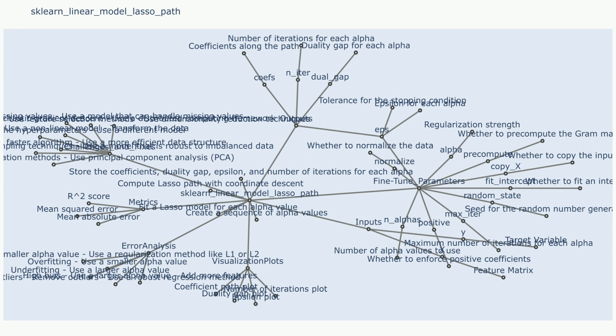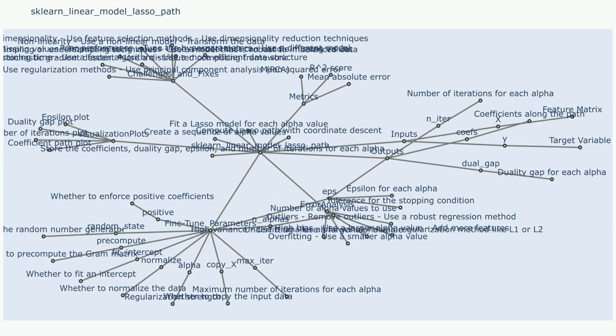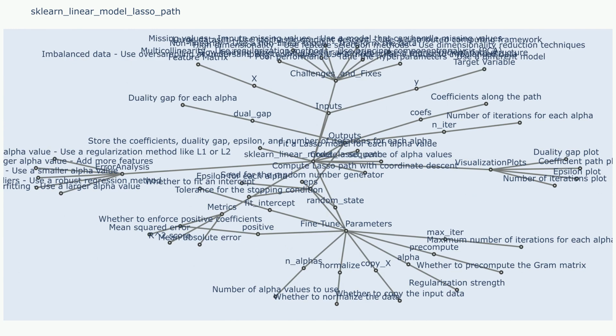Fixes to challenge 1. Feature selection before applying lasso_path. Perform feature selection to reduce the number of features. Precompute Gram matrix. Set the precompute parameter to True to precompute the Gram matrix, which can speed up computation. Use a more efficient algorithm. Explore using more efficient algorithms like the coordinate descent algorithm.